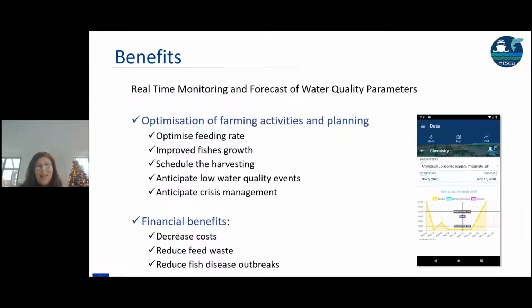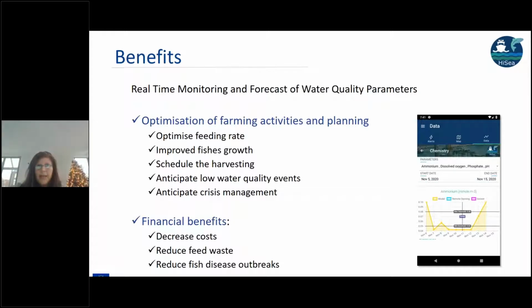So if we are able to get the feedback, and keep this communication line open and work together, what would be the benefit? You are going to get a service that is adjusted to your own needs. It will work in your favor, for example, in optimizing farming activities and planning, and the feeding rate, which would improve fish growth. It can also help in scheduling the harvesting, and provide alerts to anticipate low water quality events, or even support crisis management. These are the actual practical benefits.